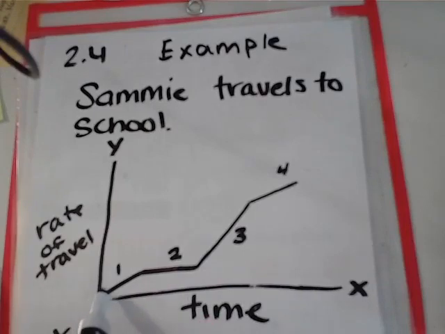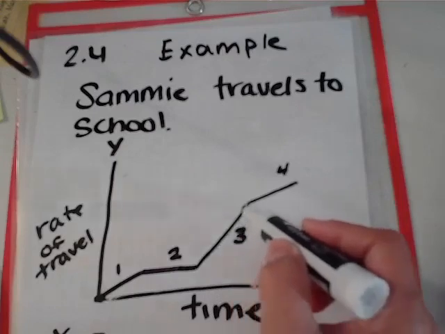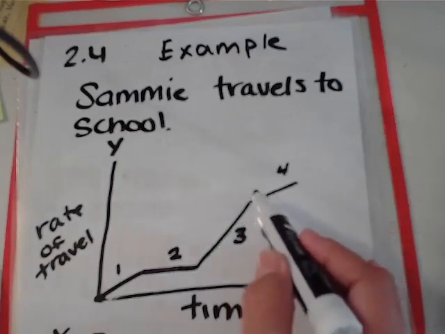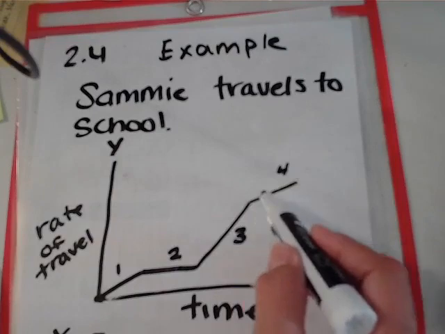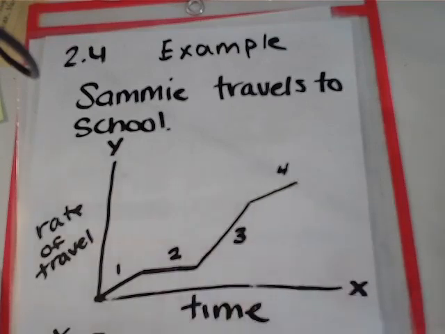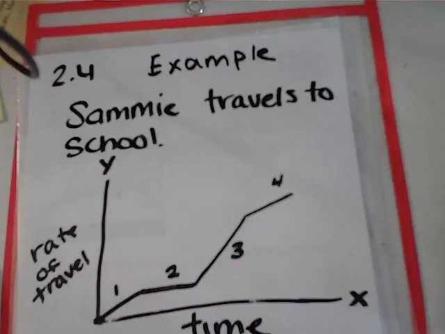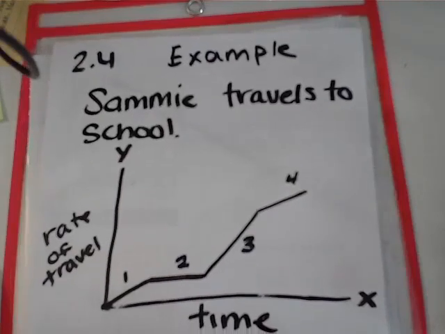The rate at which he's traveling here is a fairly shallow slope, and then it looks like we have a 0 rate of change, and then we have a much higher slope, and then we have a lower slope once again. So at what point on this graph do we think Sammy is waiting for the bus?